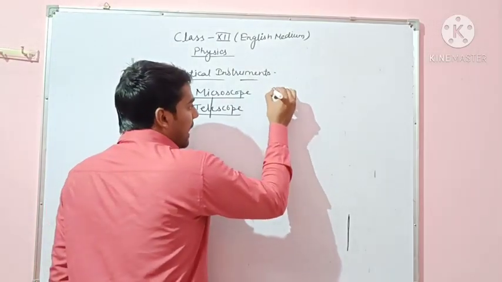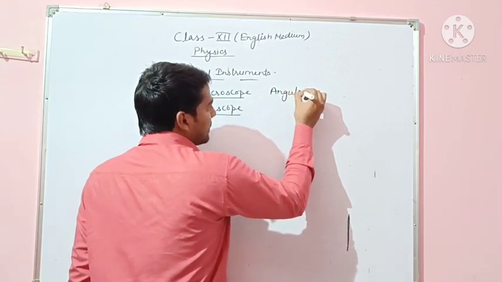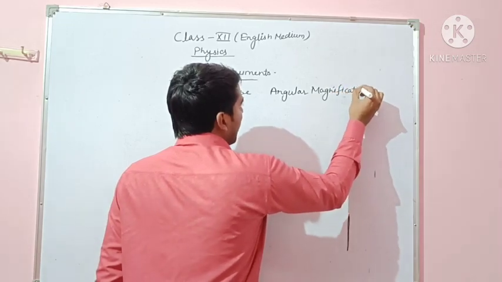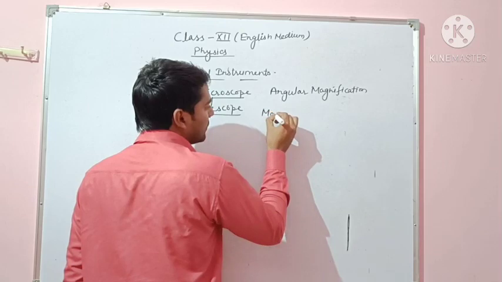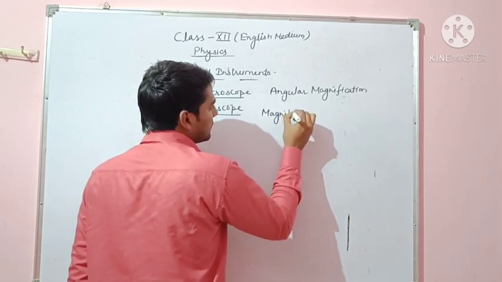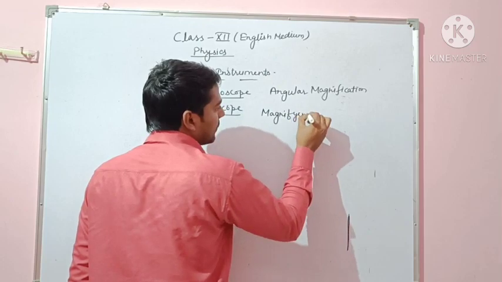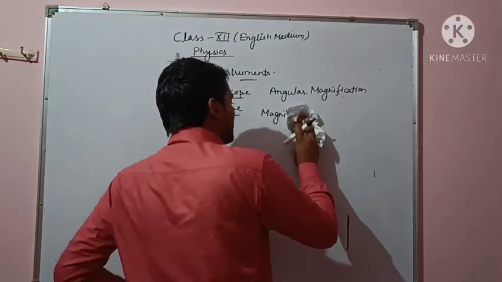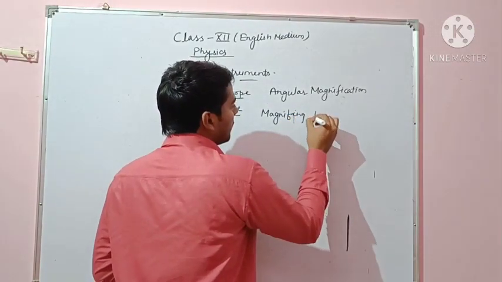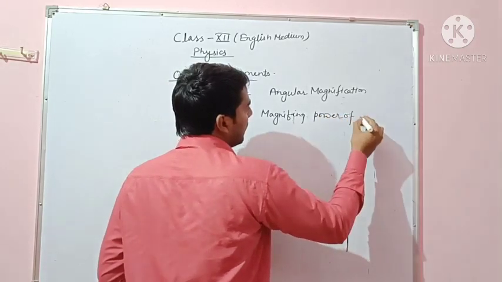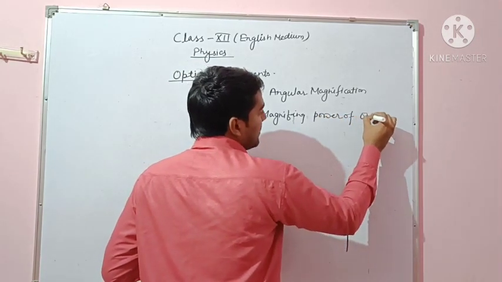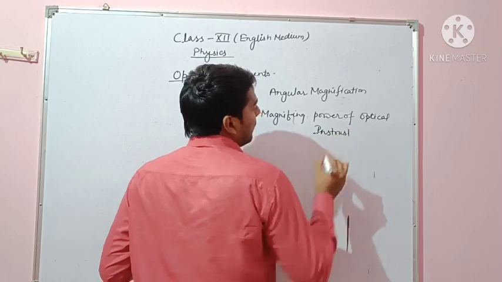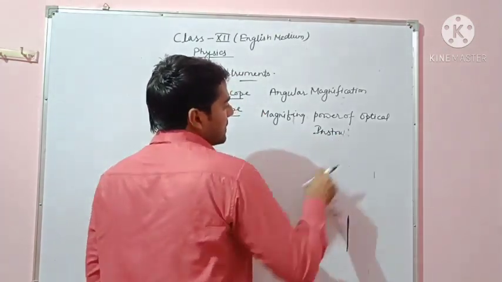After that we studied about angular magnification, or the magnifying power of a lens, the magnifying power of optical instruments. About this we studied in our previous class.